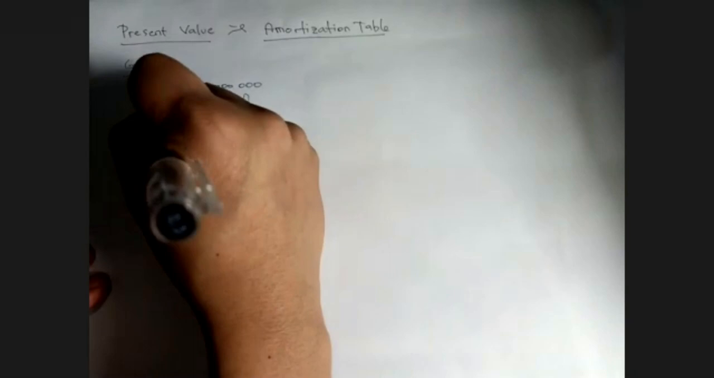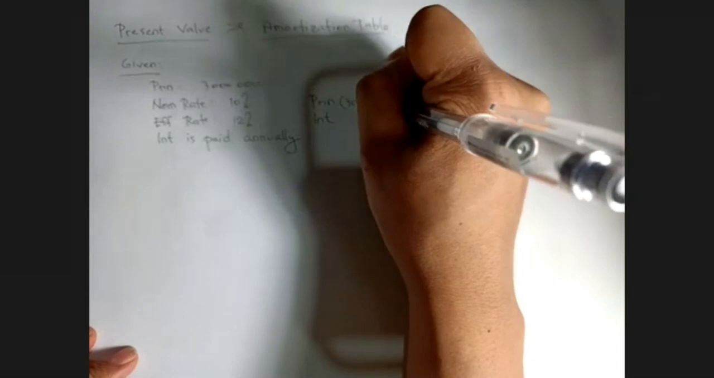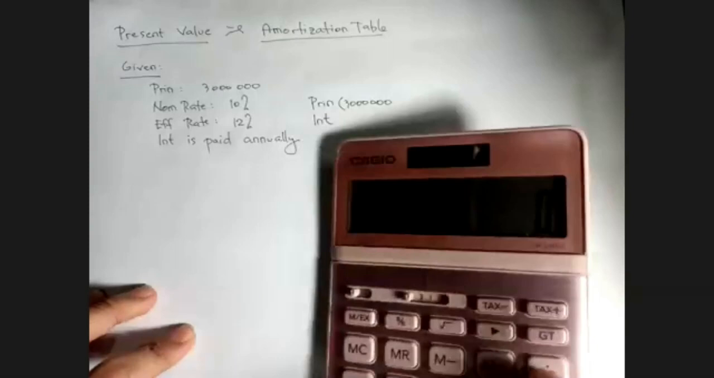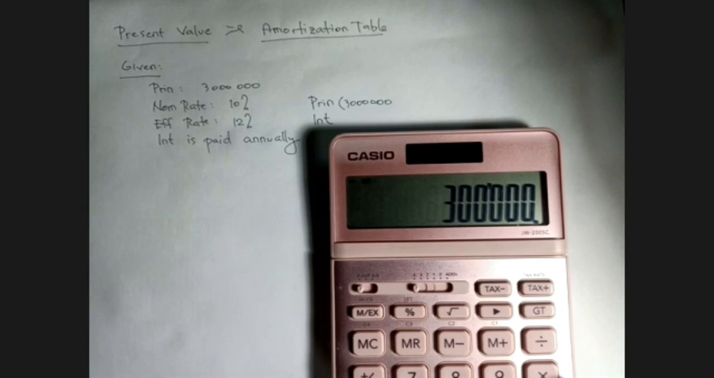So here, in the computation of present value, dalawa ang ating ipipresent value, namely principal and interest. Principal, obviously given na yan, that is 3 million pesos. Interest received or interest paid every period, on the other hand, is computed by multiplying the principal, which is 3 million pesos, to the nominal rate, which is 10%. So we have 300,000 interest received or interest paid every period.